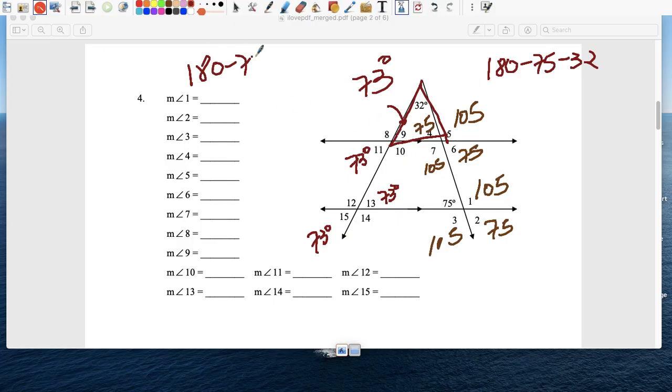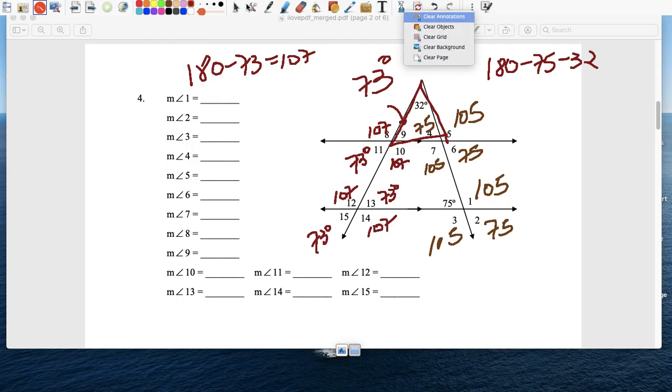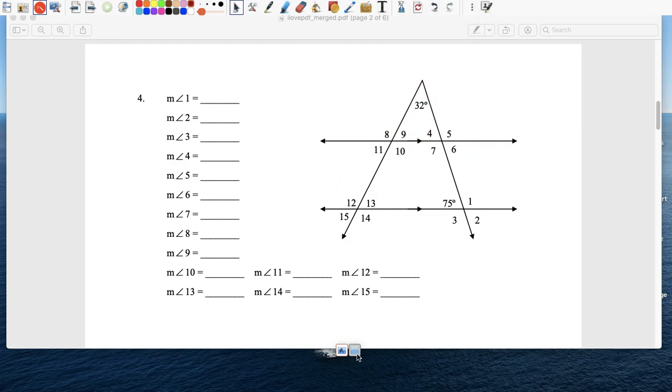180 minus 73 equals 107. So angle 8 is 107, angle 12 is 107, angle 10 is 107, and angle 14 is 107. I know. It's too easy. Way too easy.